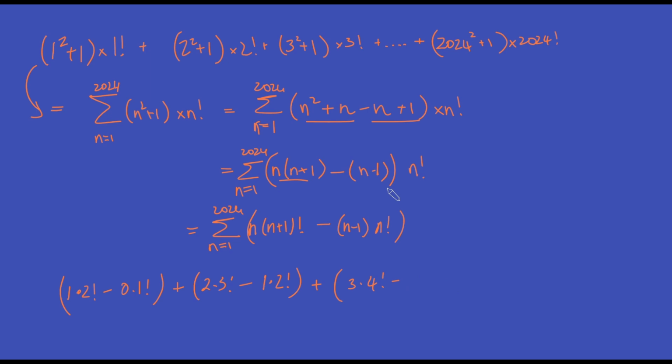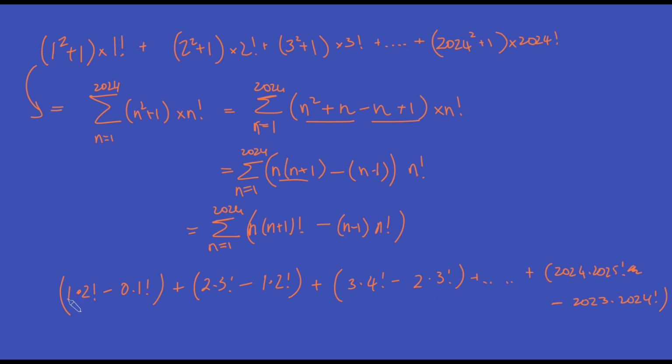Sub in the next value then, so n is 3, we get 3 times 4 factorial minus 2 times 3 factorial, and so on, and this will carry on all the way up to the last term when n is 2024, and we're going to get 2024 times 2025 factorial minus 2023 times 2024 factorial. Cool. Can you spot the cancellation?